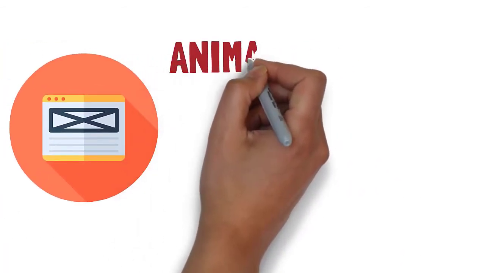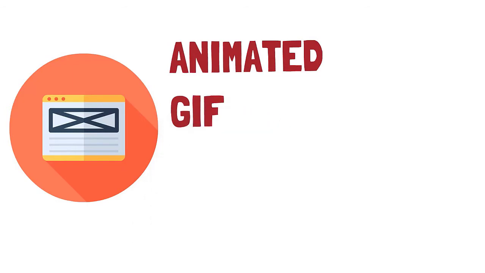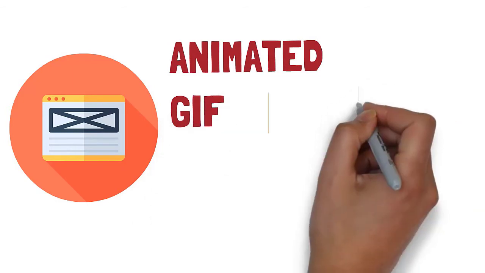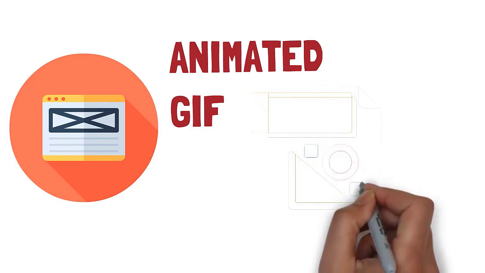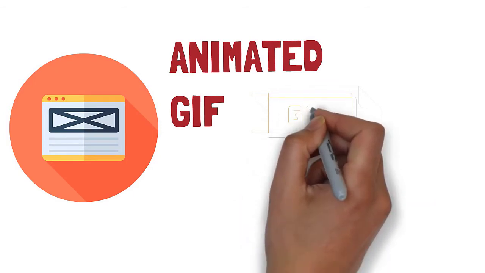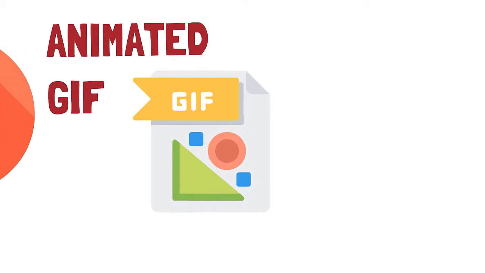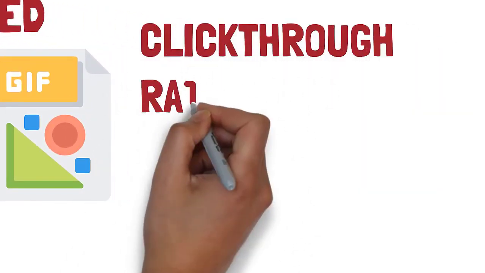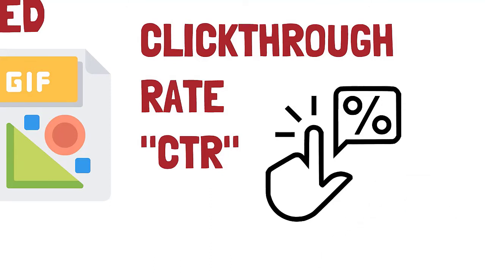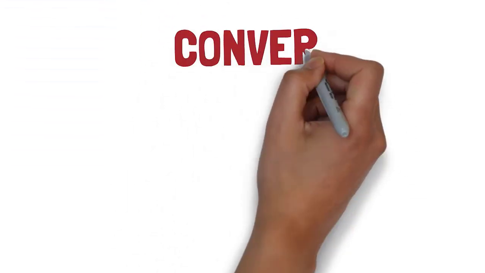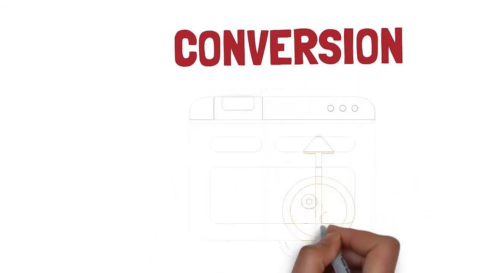Animated GIF. It is a type of image file that supports animations. These are images that move, but not quite like videos. It allows a separate palette of 256 colors for each frame. Click-through rate or CTR is the number of clicks divided by impressions, as a percentage. Next term is conversion. Conversion is used when a website visitor completes a specific action that you targeted.